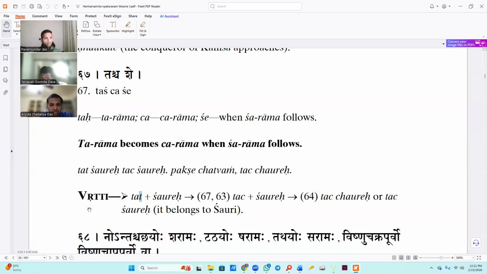So what does that mean? Vishnu Das becomes Hari Kamala when any Yadava follows. Yadava is any other letters that follow. So Vishnu Das plus Yadava remains Hari Kamala. This will remain Hari Kamala only. There is an exception to the above rule 61. Because this is 63, correct.